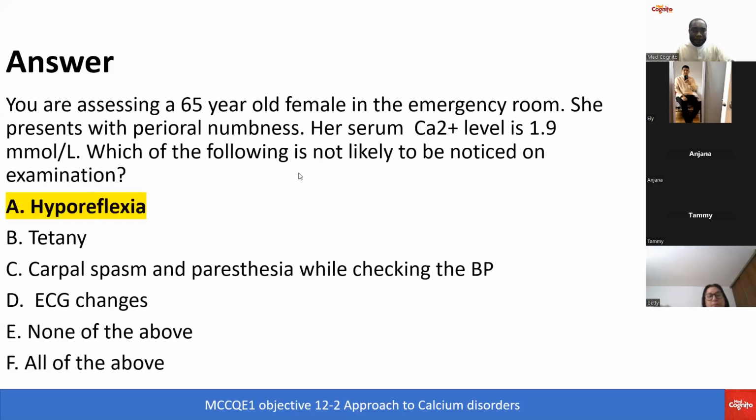Remember, which of the following is not likely to be noticed? And the answer is A. Why? E is not the answer because A is an answer, so you can't say none of the above. And A is the answer, therefore F is not the answer, so you can't say all of the above. That means that tetany can occur in patients with hypocalcemia. Carpal spasm and paresthesia can also occur in patients with hypocalcemia. ECG changes can also occur.